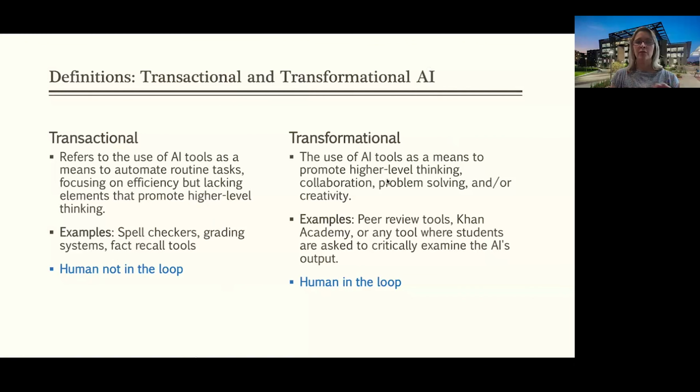And there are a lot of different ways that they might be able to do that. So for example, even if we took the example of spell checkers, which is typically human not in the loop, right? The human just fixes whatever Grammarly tells them is wrong, just clicks the button to make it correct. They don't really think too much about it. How can we make that more human in the loop?